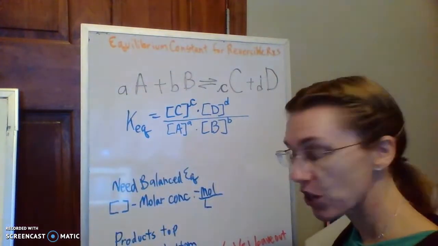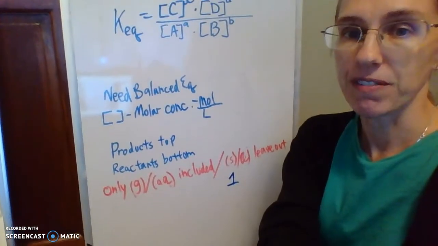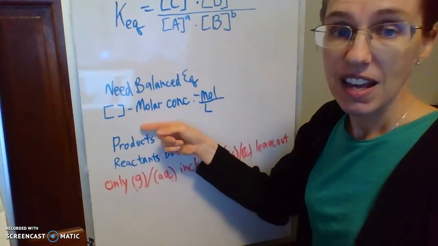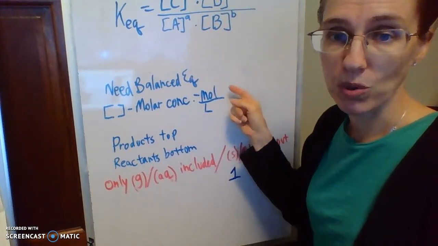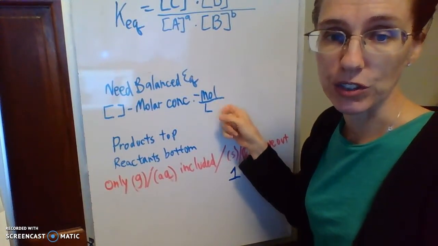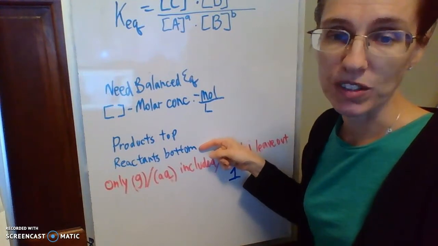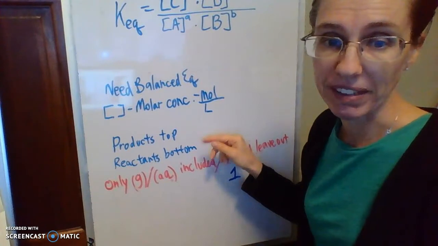A couple things we need to know, though, before we move on. For these KEQs to be valid, we need a balanced equation. The square brackets do mean molar concentrations. That's molarity, moles per liter, moles of solute per liter of solution. Remember, the products are always on top. The reactants are the ones on the bottom. If you flip them, you're going to get the wrong answer. So be careful about that.